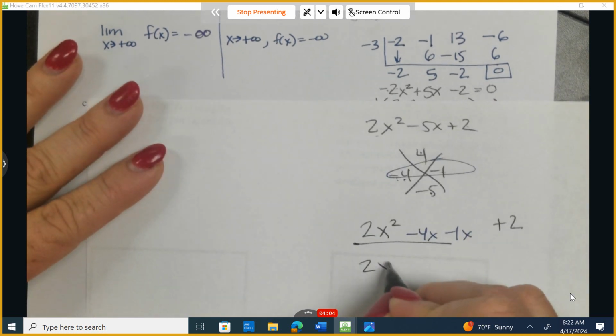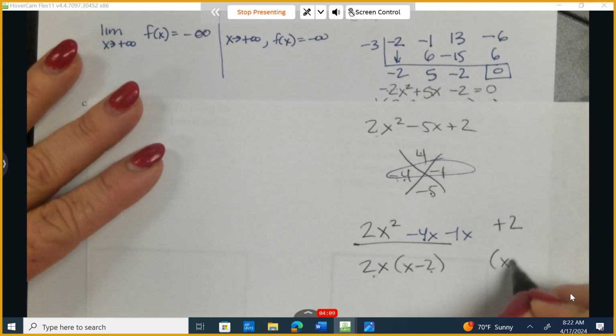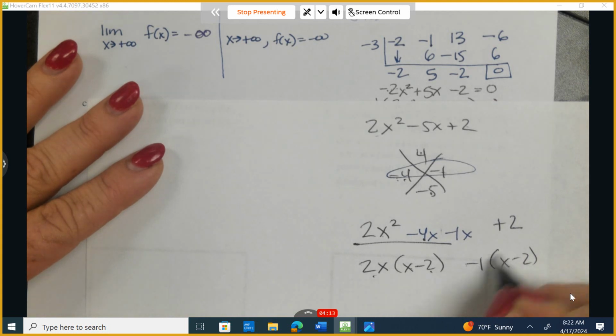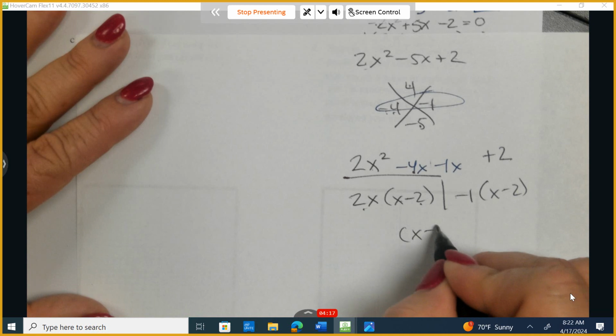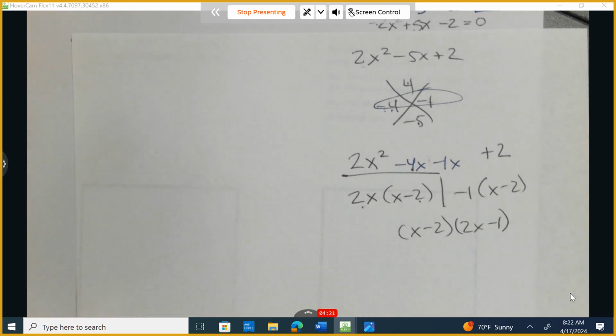I can factor out a 2x. I'm left with x minus 2. Let's make sure I didn't make any mistakes. What times x gives us a negative x? It's a negative 1. Negative 1 times negative 2 is 2. Perfect. So they both contain an x minus 2. In the front is a 2x, and the back is a minus 1. So I was able to factor it completely.